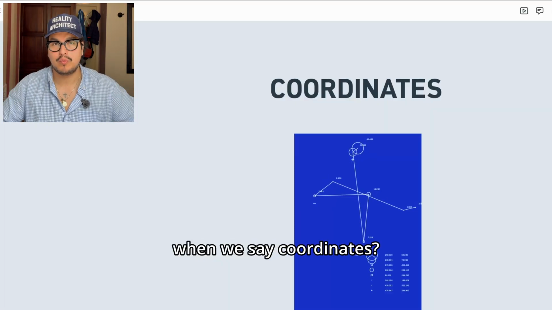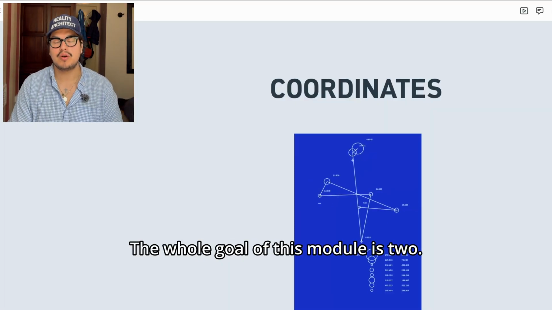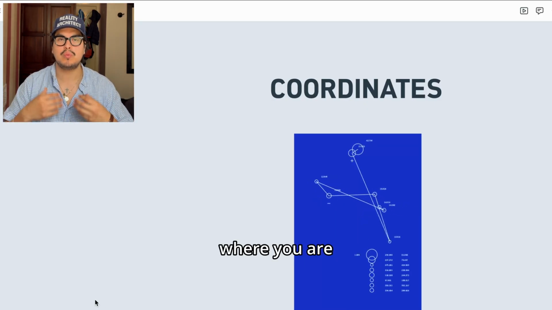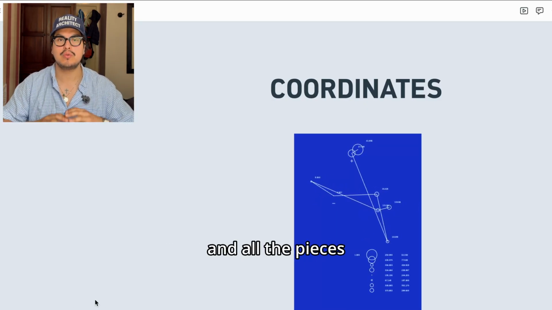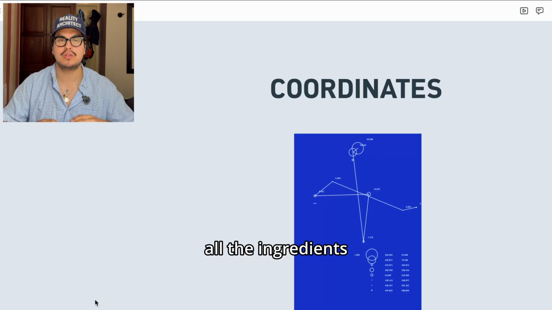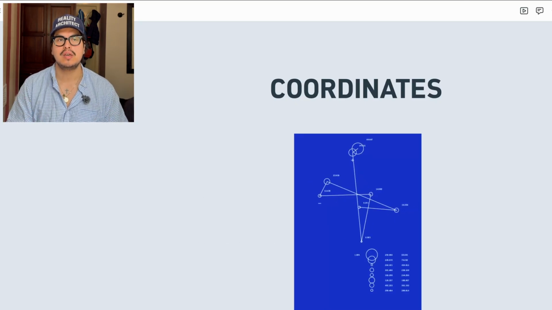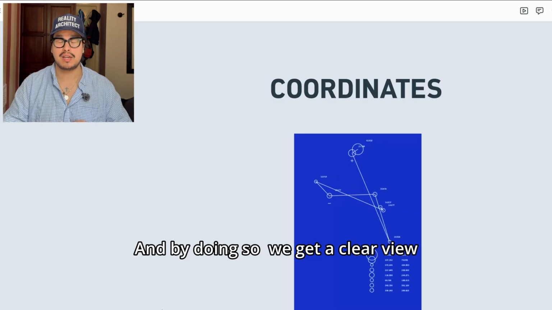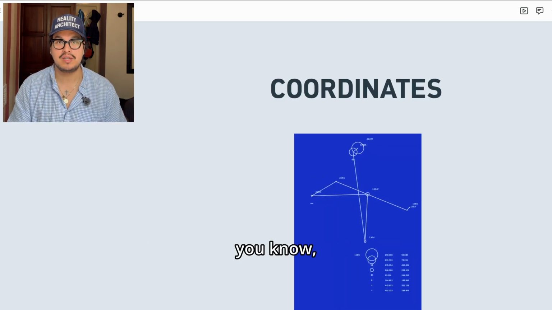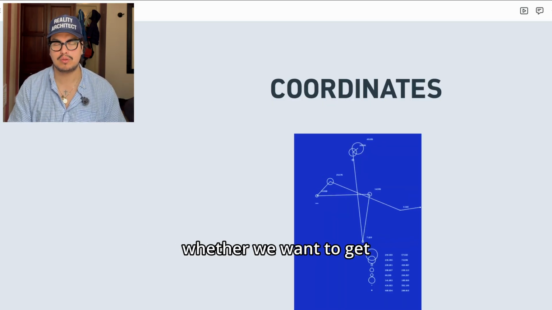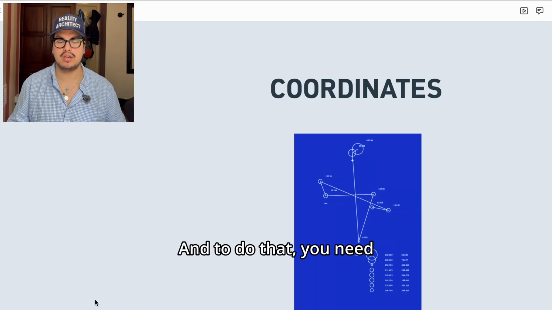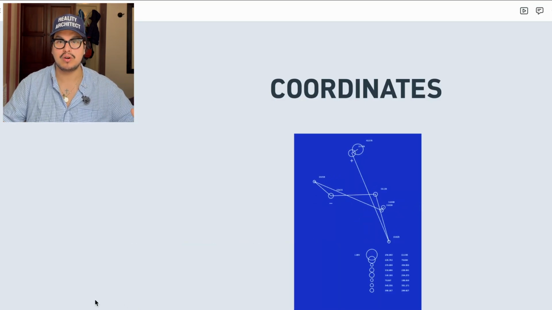So what do we mean when we say coordinates? The whole goal of this module is, one, to ground yourself into where you are and what your life looks like and all the pieces that make up your life, all the ingredients of what your life is. By doing so, we get a clear view of whether or not we like it, whether we want to change some things, get rid of some things, or add some things. And to do that, you need to know where you are.